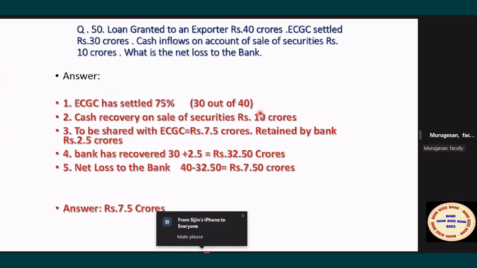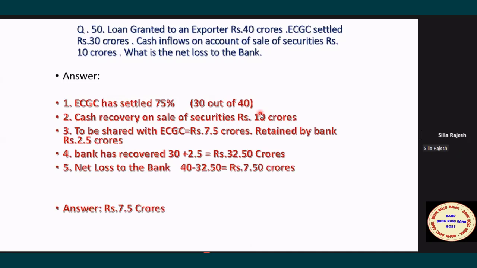Okay, now understood or not? How many of you understood? Any recovery, simple, you have to pay back to ECGC in the same ratio. You cannot keep the entire amount. Recovery in the same ratio, profit also in the same ratio. That is, you have to pay back.